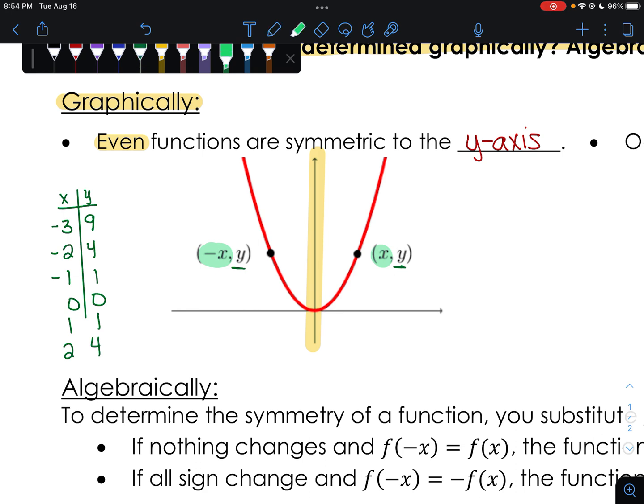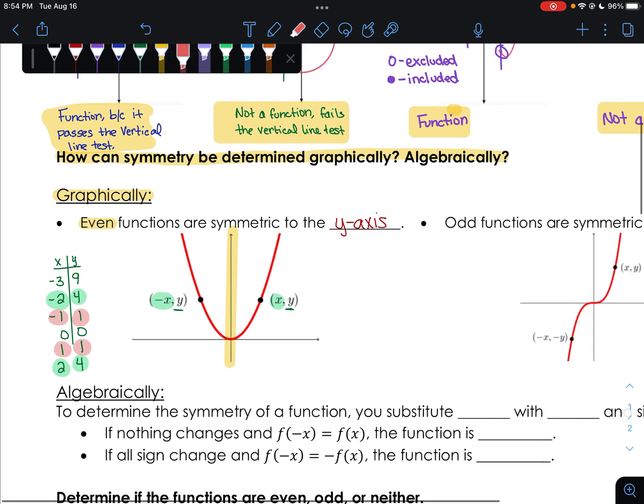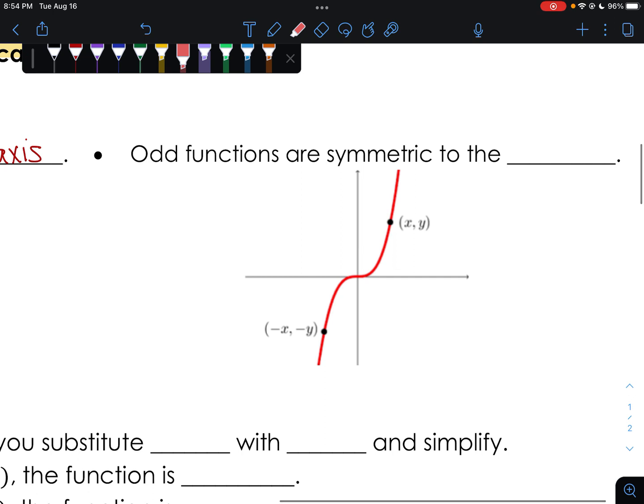So if we notice that I have a -2 and a +2, they both have the same y value of 4. I also have a -1 and a +1, and they also have the same value of 1 for the y. So that is another way you can tell if it is an even function. It is symmetrical about the y-axis. If we fold it in half on the y-axis, everything on the left matches everything on the right. Then we go to our odd functions. The odd functions are symmetric to the origin.